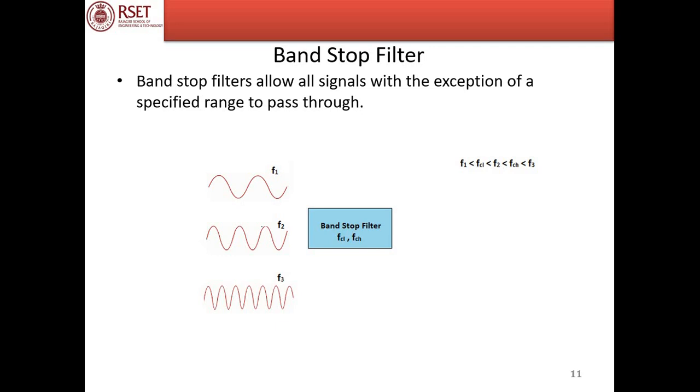Now we know that a band stop filter suppresses signals whose frequencies fall between FCL and FCH and allows all other signals to pass through. So we know that in this example, the signal with frequency F2 falls between FCL and FCH, so that would be suppressed, and at the output we will get signals with frequencies F1 and also F3.